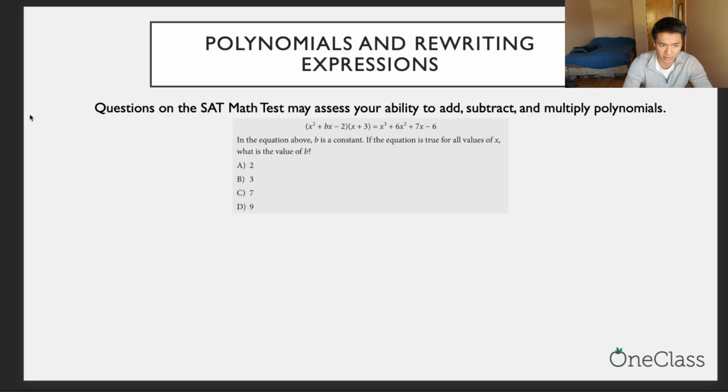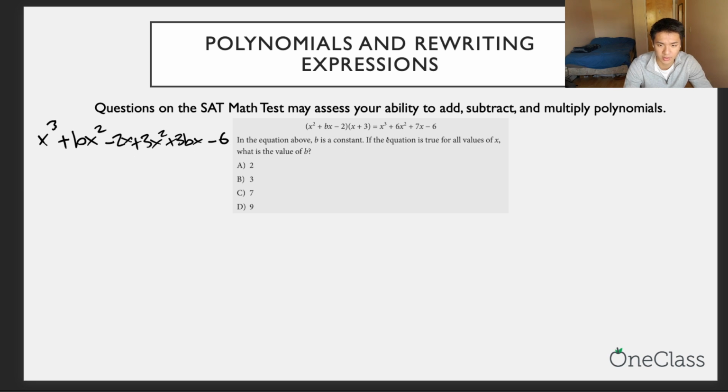So why don't we get started with the actual mathematical portion, and that's just multiplying out the left side of the equation, right? So we have (x squared plus bx minus 2) times (x plus 3). That's going to multiply out to something like, whoops, let's get the pen on. So we have x cubed plus bx squared minus 2x plus 3x squared plus 3bx minus 6, right? And so that's going to be equal to what we have on the right side.